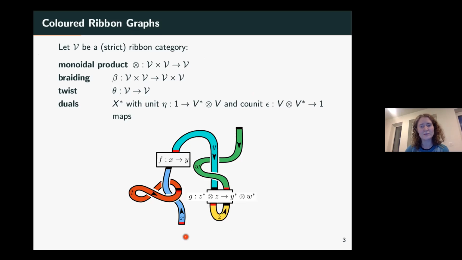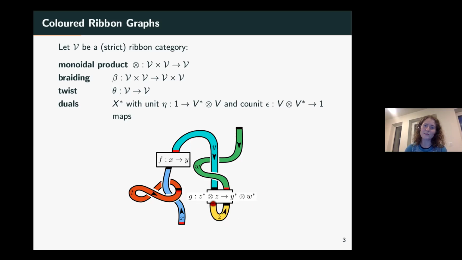Okay, so the point is, if we have such a ribbon category, we can color our ribbon graph, and what we do is we take each strand and we label them with an element of the ribbon category. So here I've labeled this strand with X, and this one is labeled with Z, this one's W, and if you have a coupon, you label it with a morphism, and the morphism has to be the morphism that makes sense. So this coupon goes from X, the strand labeled X, to the strand labeled Y. So it has to be a morphism from X to Y.